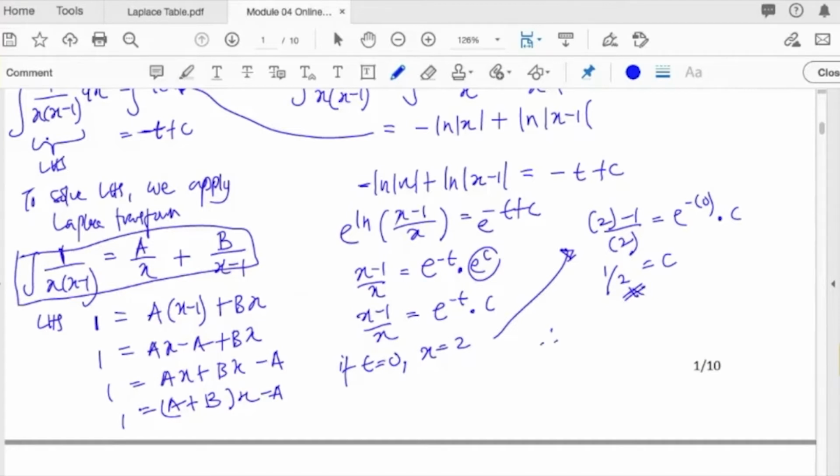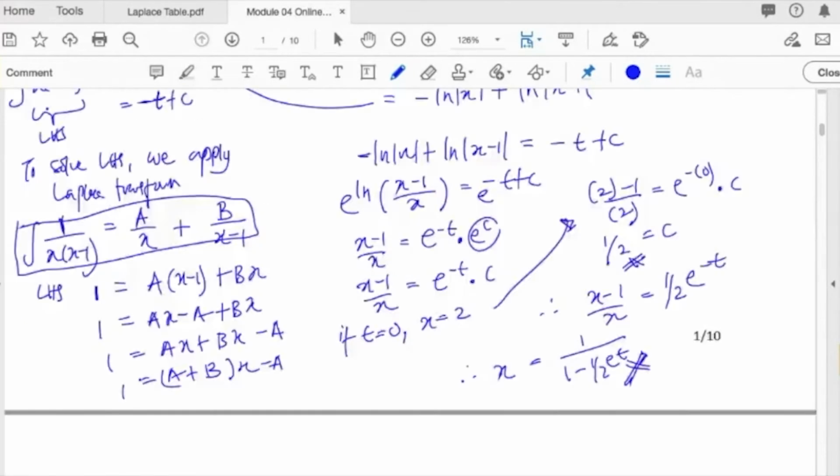Therefore, we have (x minus 1) divided by x equal to half to the power of negative t. So if you write it in terms of x, x will be equal to 1 over 1 minus half to the power of t. Okay, so that is your solution.